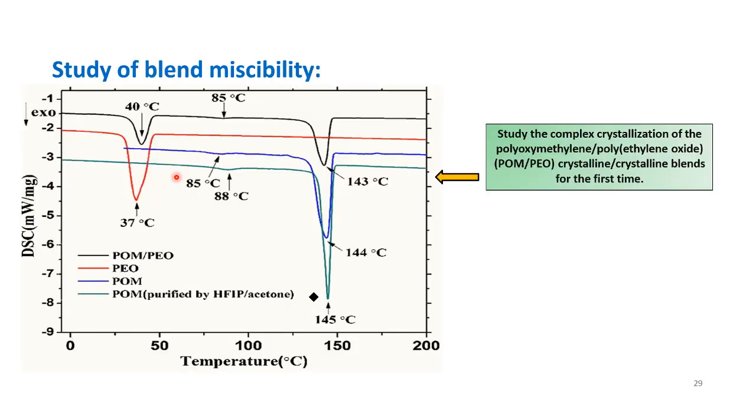So we'll see how it shifts. Here you can consider the PEO and POM, and a composite of POM and PEO. In this case, you can see for the PEO we have Tg at 37 degrees Celsius, and for POM the Tg is around 144. For the composite, we will get two Tgs, one at 40, which is slightly shifted, and another at 143, which is also slightly shifted. And one more is coming at around 85 degrees Celsius. That is because of the miscibility.